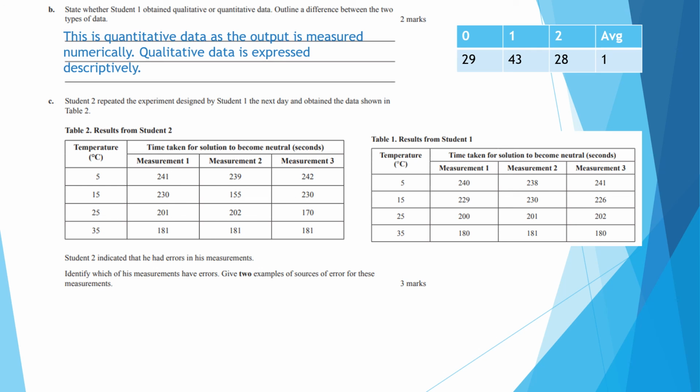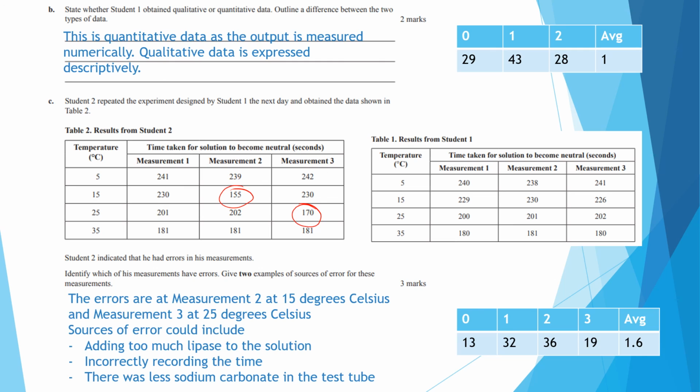Now I've put table 1 on the side for comparison, and as you can see, the two errors made were measurement 2 for 15 degrees Celsius, as well as measurement 3 for 25 degrees Celsius. In both of these cases, the result is much lower than the other results, which means that it took a lot less time for the solution to become neutral. Things that could have given these inaccurate results include adding too much lipase to the solution, incorrectly recording the time, or that there was just less sodium carbonate in the test tubes to begin with.